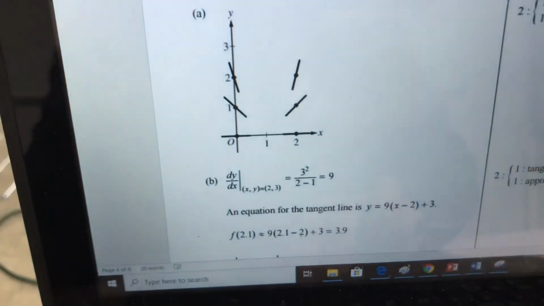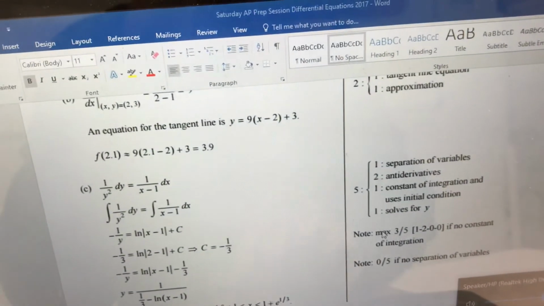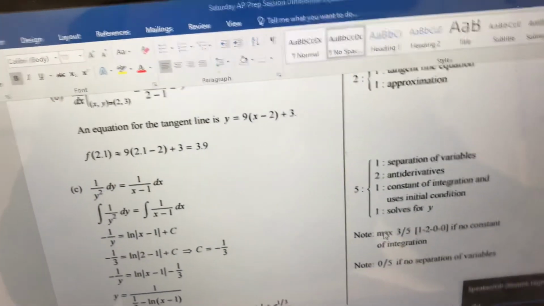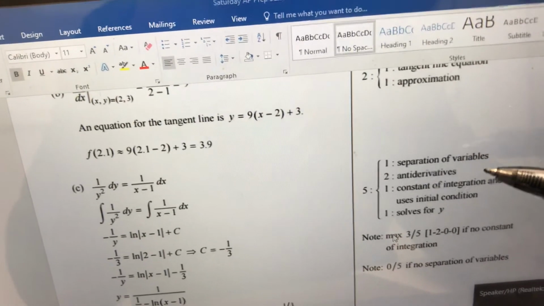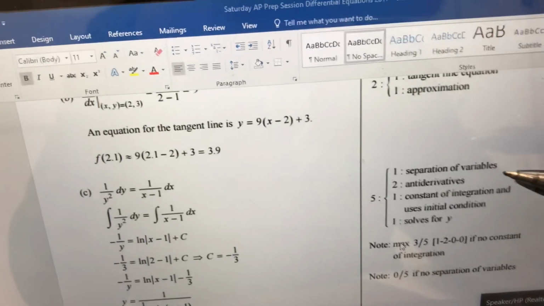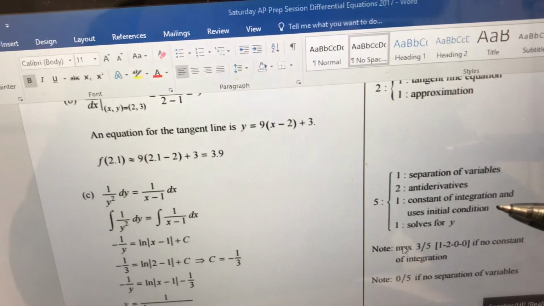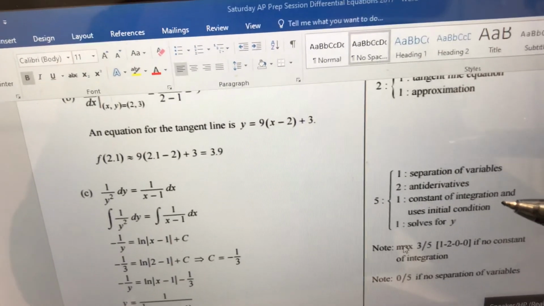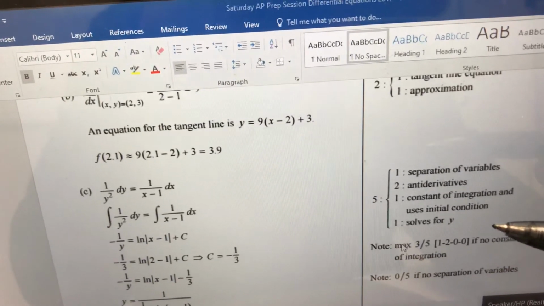Let's go look at their scoring. So notice there are a lot of points tied up in this question. You get a point for separating variables. That looks good. Your antiderivatives, you get a point for that. So you're already up to 7 out of 9, just if you get to that point. That's all very straightforward. Just having the C and trying to solve for C gets you another point, and then actually finishing it out for y gets you your last point.